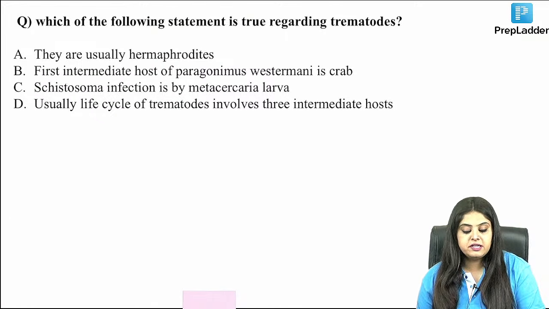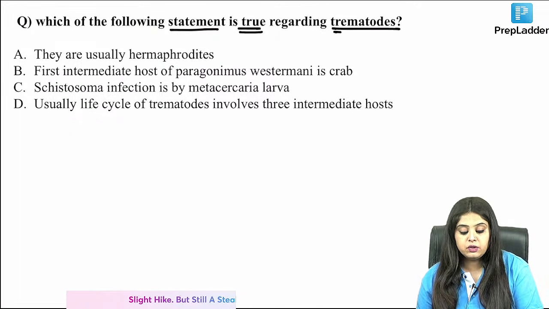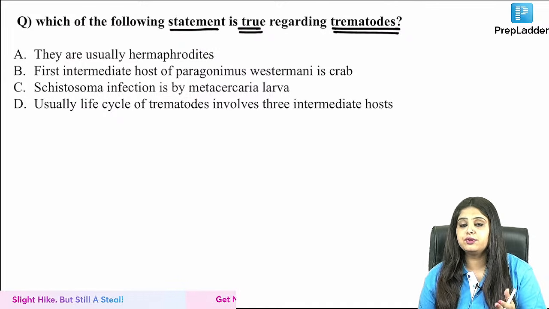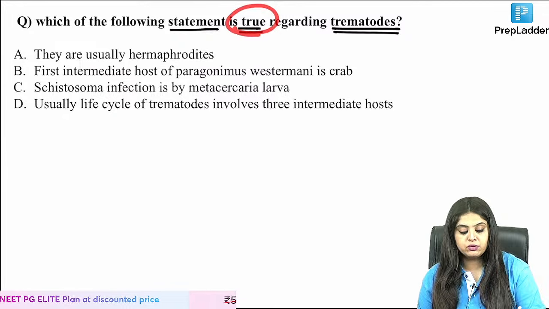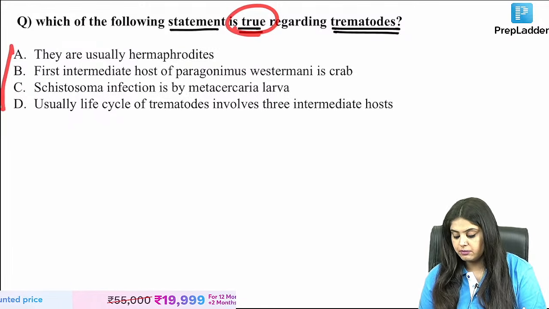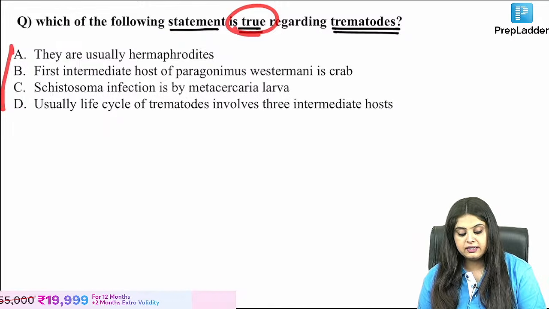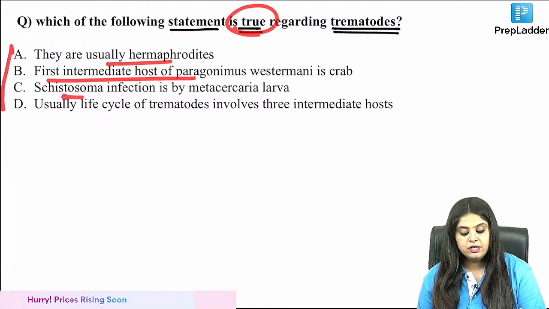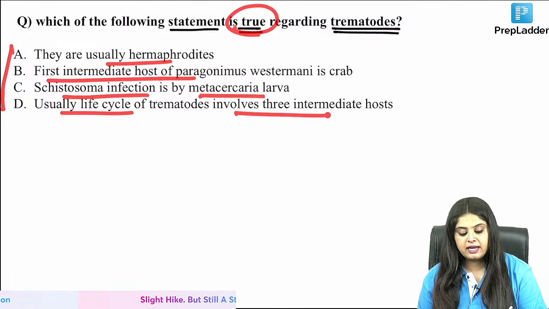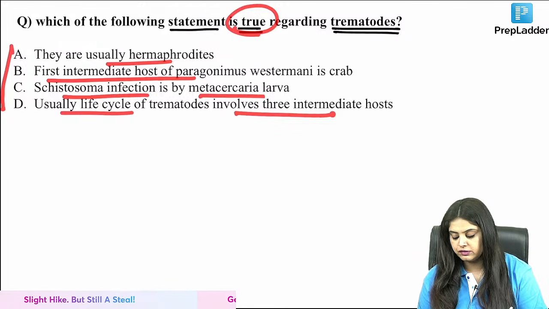Which of the following statements is true regarding trematodes? We've changed the family. Cestodes are done, trematodes next. So what is a trematode? Which is true regarding trematodes? Quick answer and then one table for trematodes. Two in fact. The quick one first. They are hermaphrodites. First intermediate host of Paragonimus is crab. Schistosoma is by metacercaria and life cycle has 3 intermediate hosts.